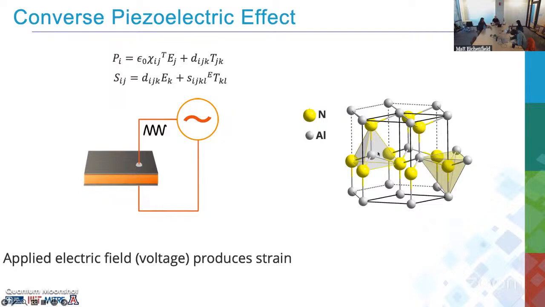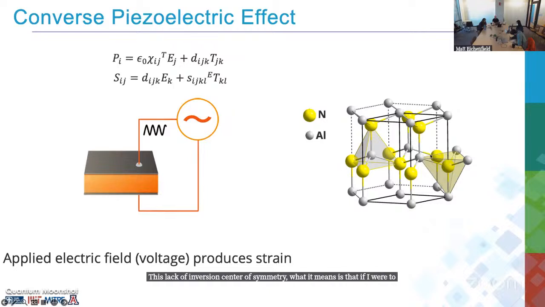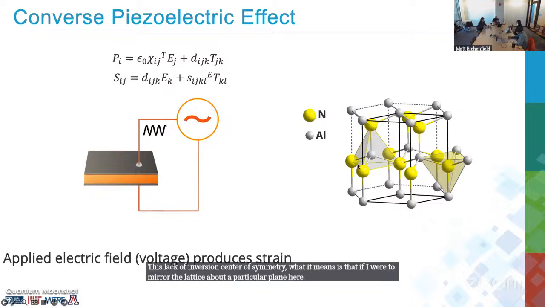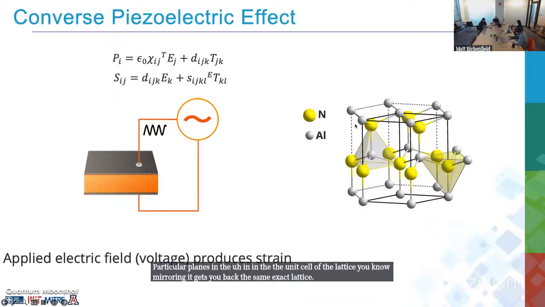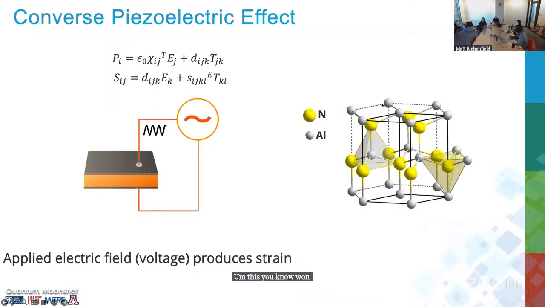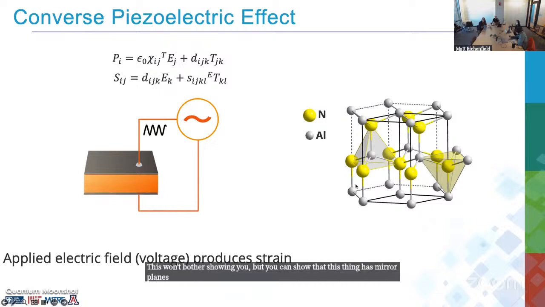This lack of inversion center of symmetry means that if I were to mirror the lattice about a particular plane here, I would not get back the same structure. If you take a material like diamond, for example, at these particular planes in the unit cell of the lattice, mirroring it gets you back the same exact lattice. You can show that this material has mirror planes where you do not get back the same lattice.